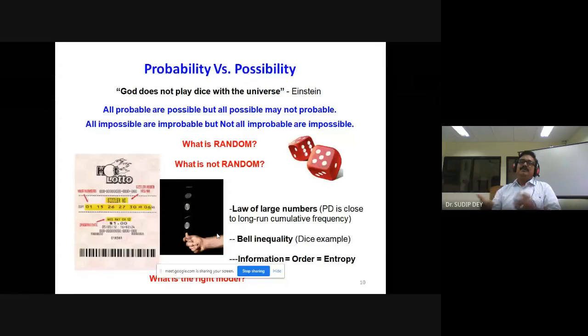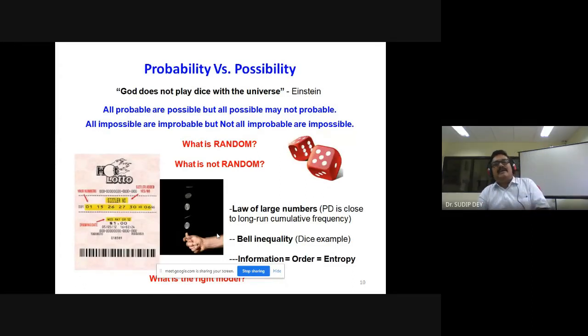Now, the question comes, what is random? Random means something generated in a random manner, that is, where we cannot have any relationship of occurrence. Like the Super Lotto or the lottery, where the numbers come up in a random way. Like this, we can have plenty of examples.